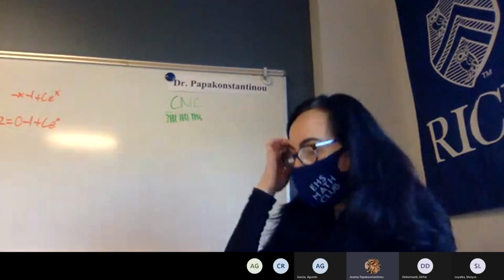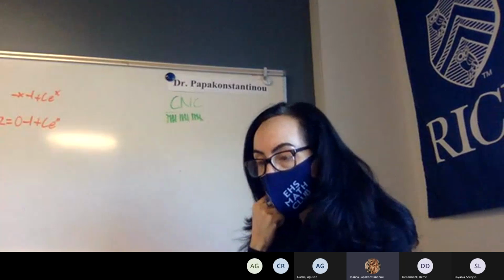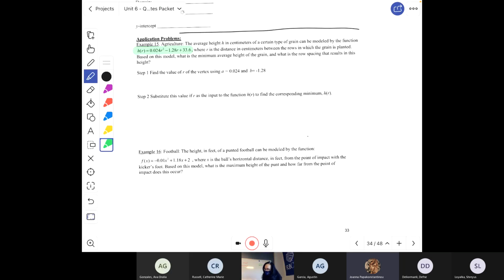Okay. All right, so in this word problem, they've given you the function that you're going to be working with, and they're saying that the average height, h, can be modeled by this function where r is the distance in centimeters between the rows in which the grain is planted. So we have a variable h, which is the average height of a grain, and it is a function of r, which is the distance between the rows. So h is the output, r is the input. r is the independent variable, h is the dependent variable. It depends on how far you space those rows.